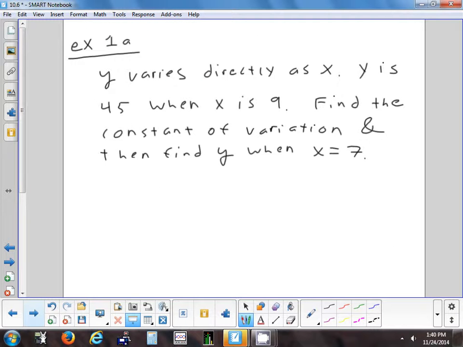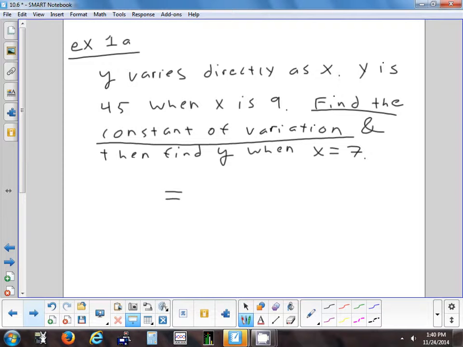Okay, so here's our first example. Y varies directly with x, as x, same thing. They tell you when y is 45, x is 9. Ignore that second part for now. Let's just find the constant of variation. We'll worry about the second part after. What's the equation that we use? We just talked about it.